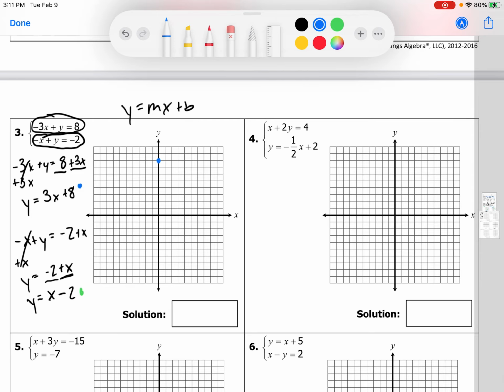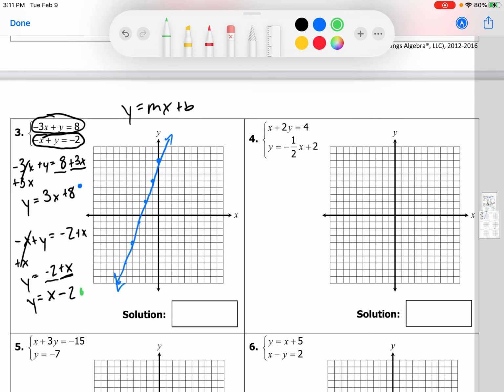So I'm going to go left 1, down 3, left 1, down 3, left 1, down 3, all the way. I like to put all the points in just to be precise, because I know drawing a straight line is not going to be my specialty.